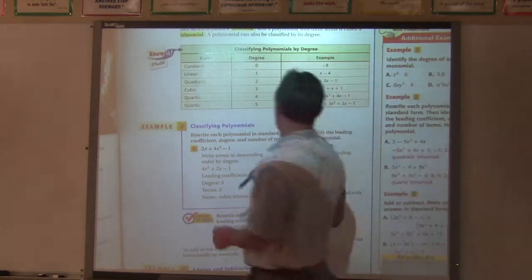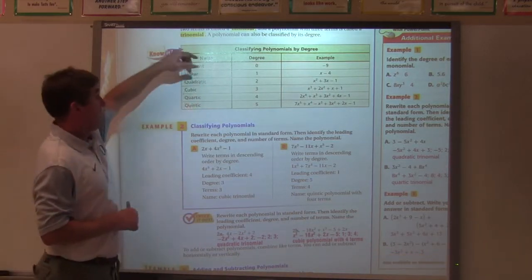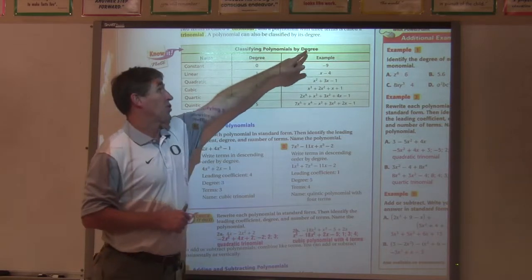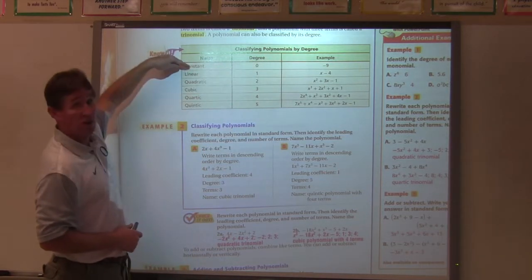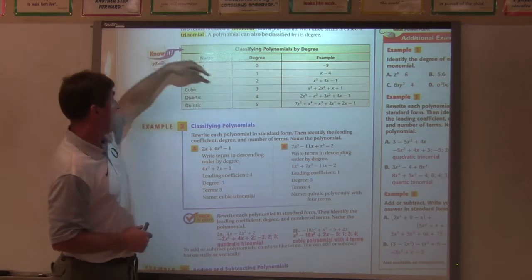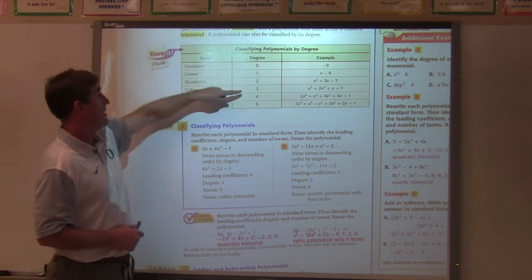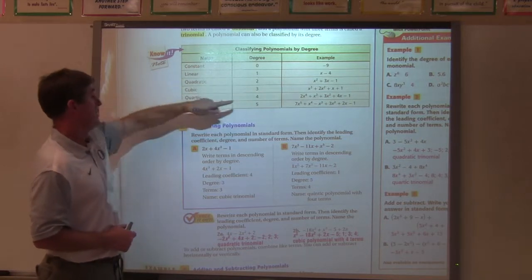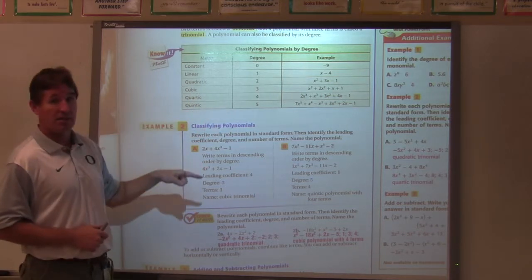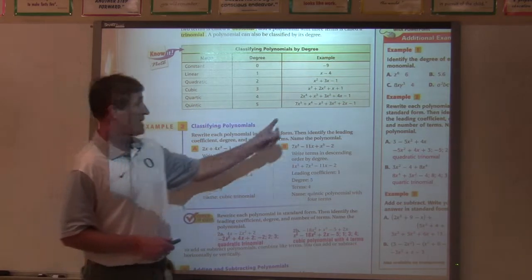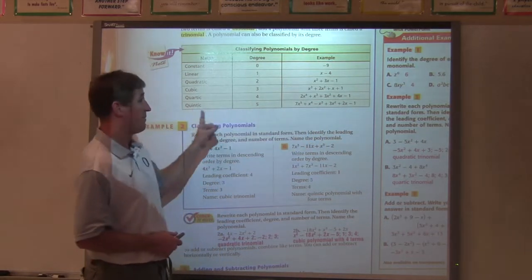So this chart's on page 407 in your book. And if they ask you to classify the polynomial by degree, if it's degree 0, that would be called a constant. If it's degree 1, it would be linear. Degree 2 would be a quadratic. Degree 3 would be cubic. Degree 4 would be quartic. And degree 5 would be quintic. So if I was asked to classify this term, I would say it is a quintic.